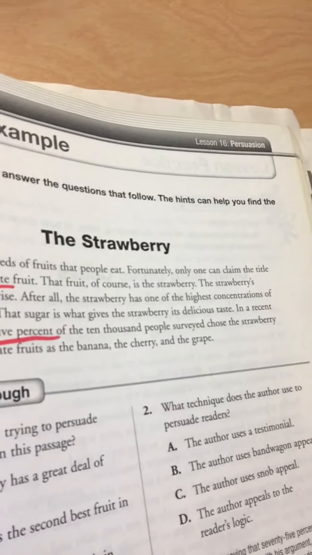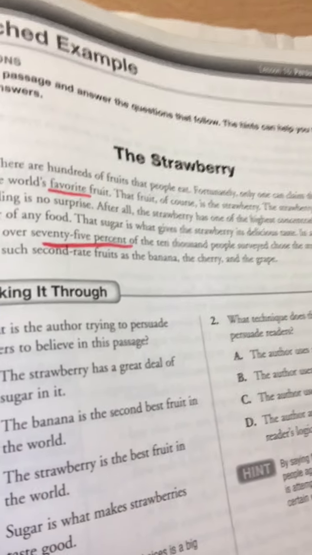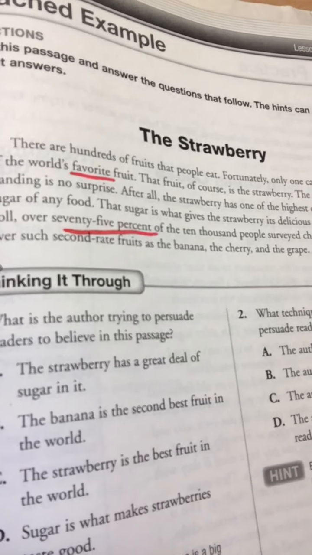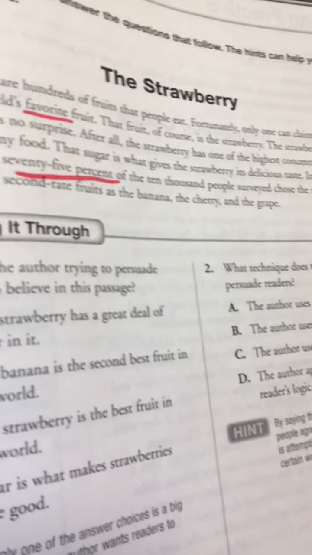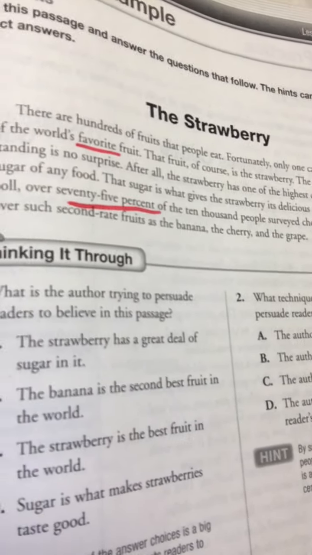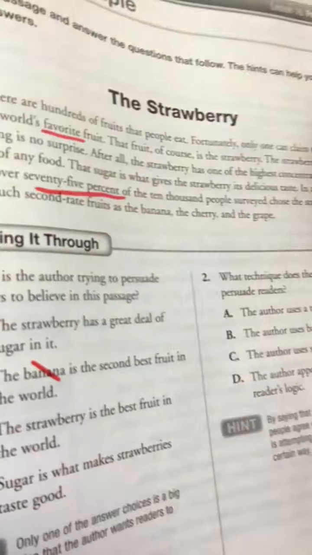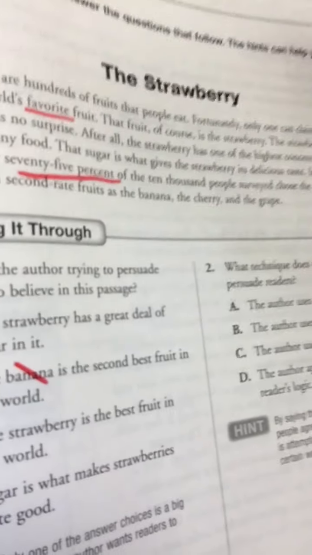Okay, so let's do the think it through. These are the two practice questions, smaller passage. Number 1 says, what is the author trying to persuade readers to believe in this passage? Obviously about the strawberry. So we don't even talk about the banana. We do at the very end, but that doesn't count.